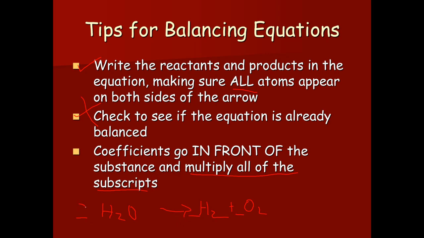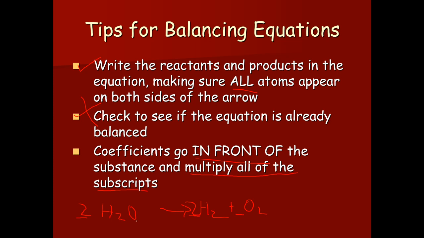So let's put a 2 here, because a 2 or a coefficient in front will multiply all the subscripts. So now I have 2 times 2 hydrogens. Now I have 4 hydrogens. Well, I still only have 2 over here. So let me go ahead and multiply those by 2. Okay, now I have 4 hydrogens, 4 hydrogens. Yay, hydrogens are done. Now let's look at the oxygen.